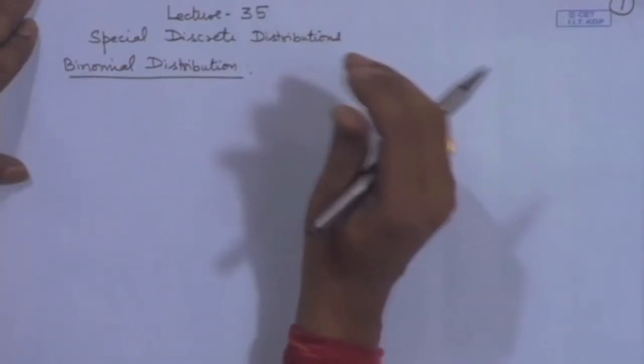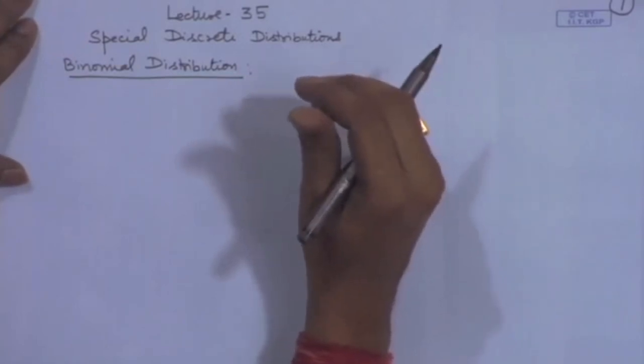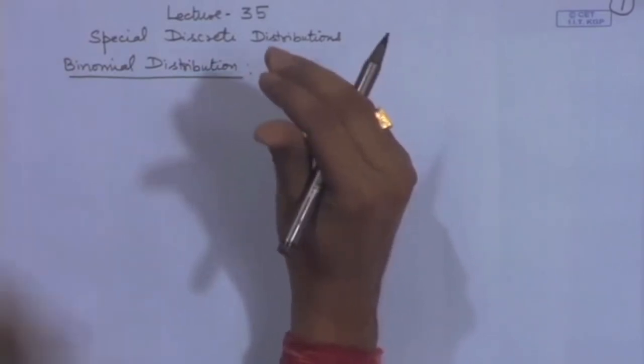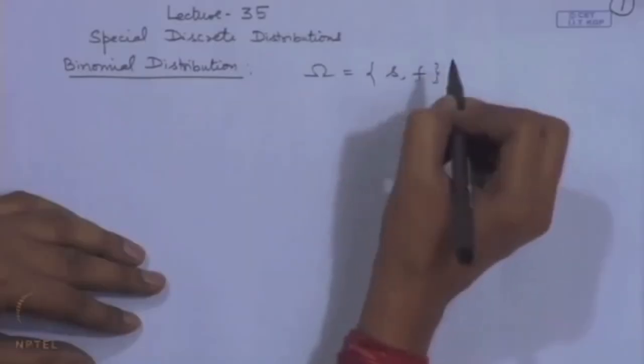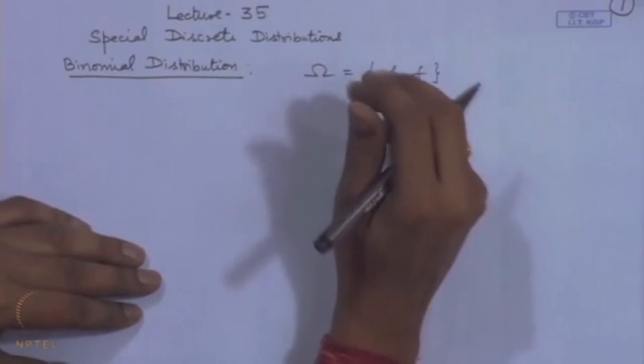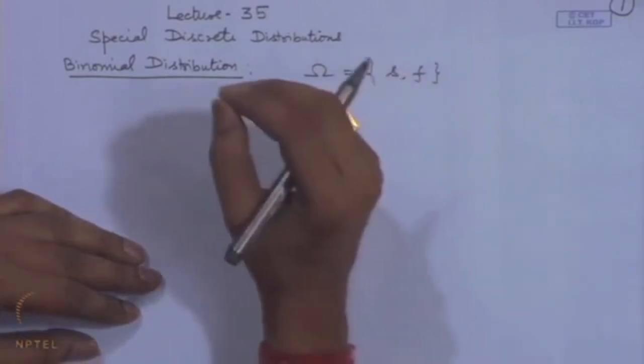Now, in the binomial distribution, we are considering random experiments in which the outcomes can be described into two types of outcomes. One is called success and one is called failure. So, my sample space consists of two outcomes. Now, this type of situation arises, for example, let us consider a game of target hitting. So, at each trial, we may hit the target or we may not hit the target.